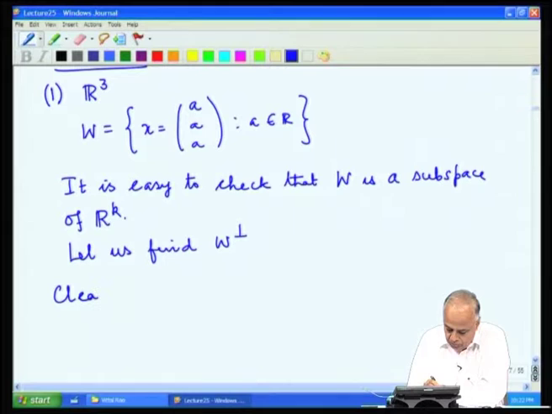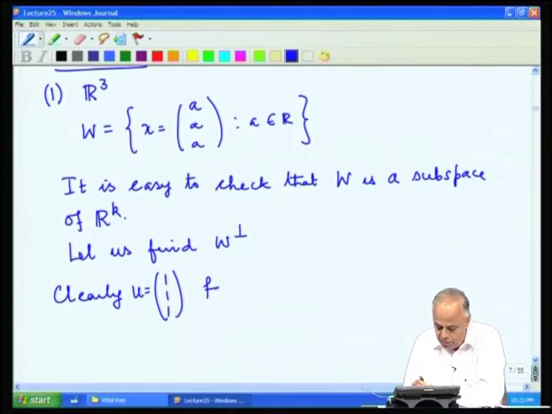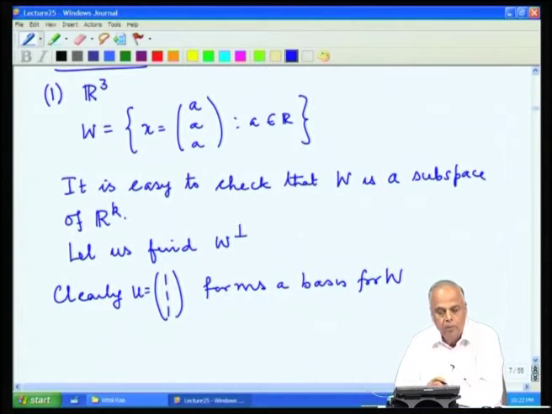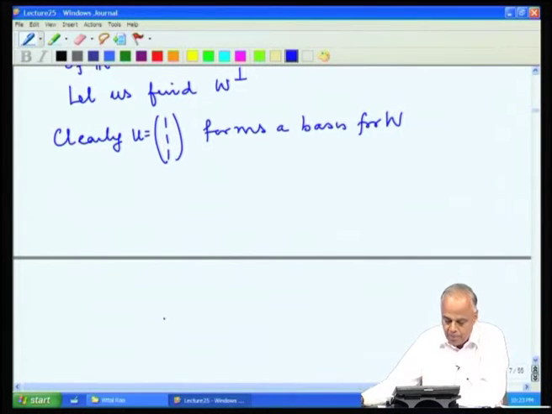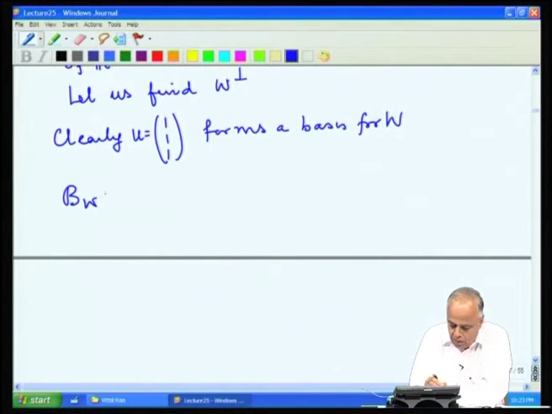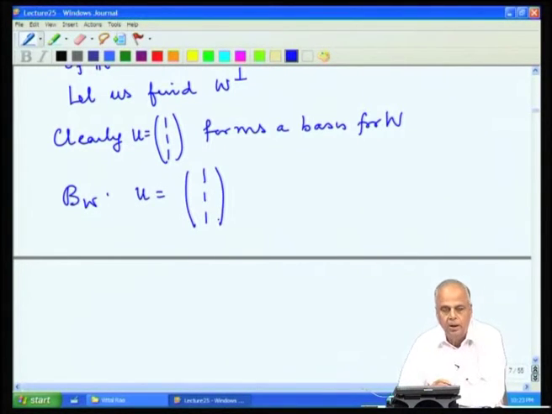So, clearly this vector u, 1 1 1, alone forms a basis for W. Why is this so? Because this vector belongs to W and every vector in W is A times u. So, therefore, it spans W and hence it forms a basis. So, our basis B W for W consists of only one vector, namely u equal to 1 1 1.